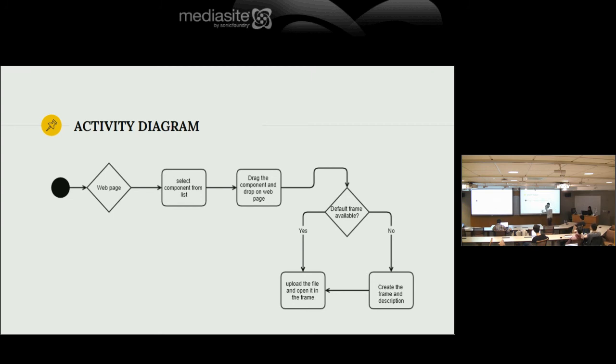Based on our understanding as of now, we have designed this. The component means any element that we are going to have in that menu, for example the PDF or the document or the media or anything. When it is selected from the list, it's going to be dragged and then dropped on the web page. So after dropping, is there a frame already at the place where he's dropping it?